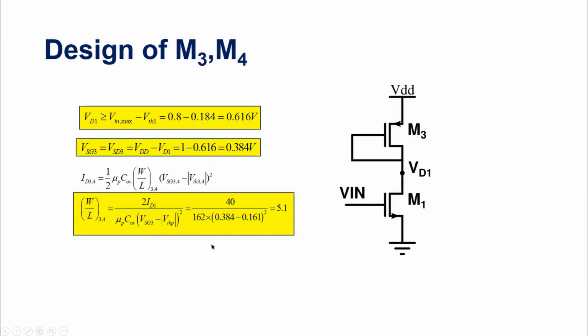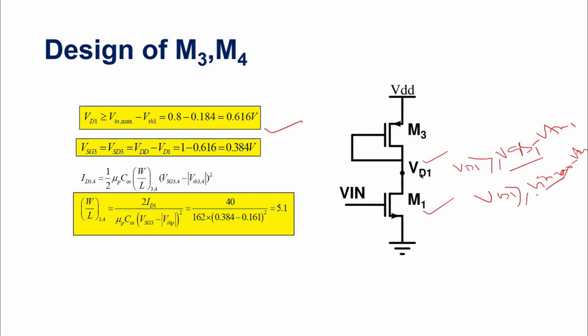Next is the design of M3 M4, that is the load transistor. Using this diagram, you can also visualize that if VD1 is greater than or equal to VGS1 minus Vth1, then M1 will be in saturation. Here VGS is Vin max, that is, using ICMR max we can find the aspect ratio of M3 M4. So Vin max minus Vth1. In this way I have found the required VD1 voltage to be 0.616 volt.